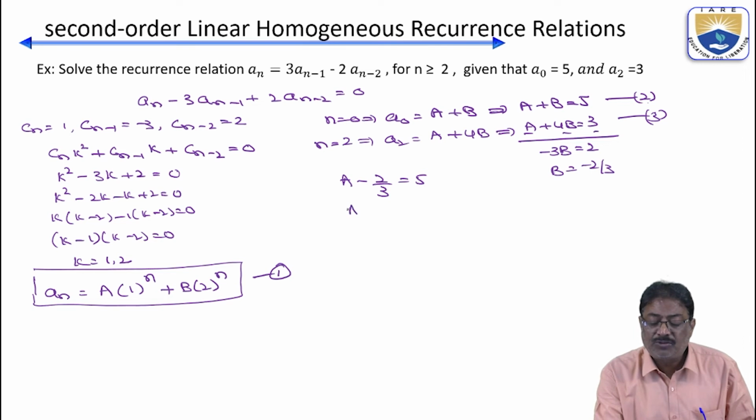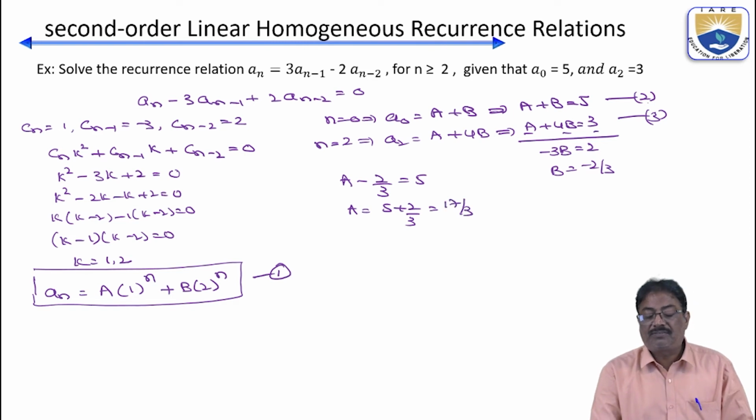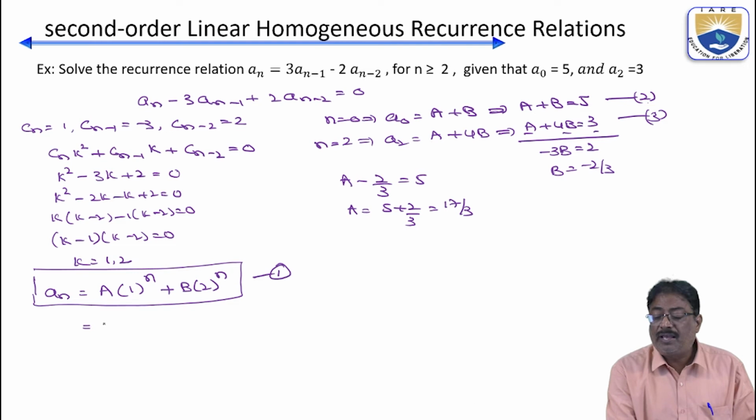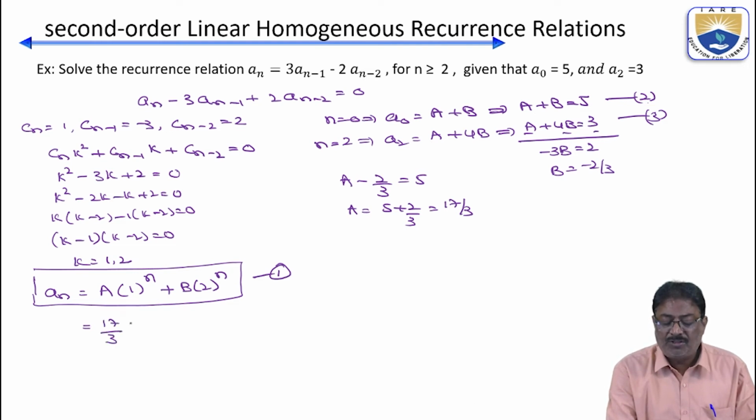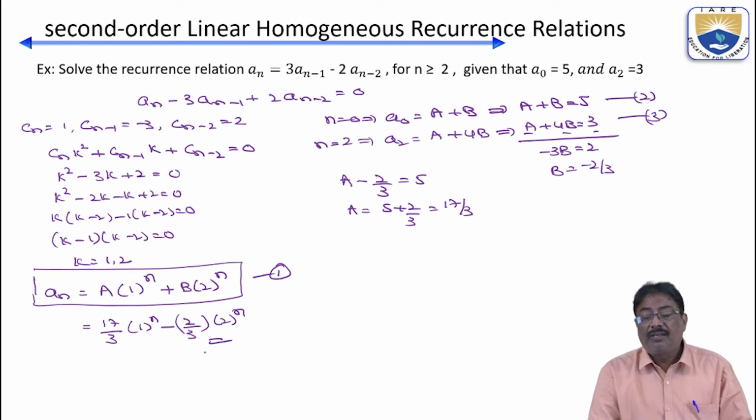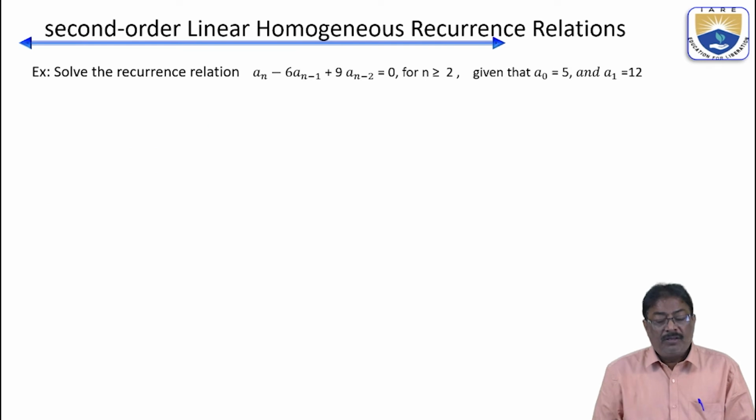This is a equals to 5 plus 2 by 3, which is equals to 17 by 3. So just substitute this in here. So a is equals to 17 by 3 and 1 to the power of n, and b equals to minus 2 by 3 and 2 to the power of n. Like this we can calculate. So now let us go for the other problem.